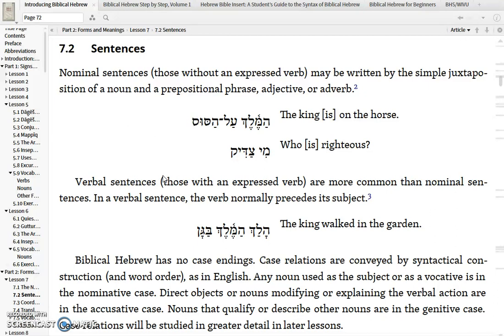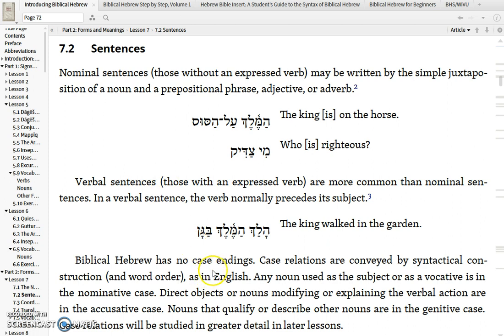Same thing is true of Greek. You can also have verbless sentences of this sort as well. Mi tsadik, who righteous, but it means who is righteous. To sound good in English, we have to add the word is, but you don't actually have to have it in Hebrew.